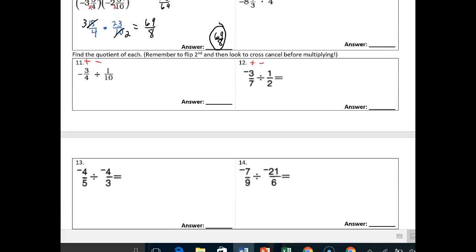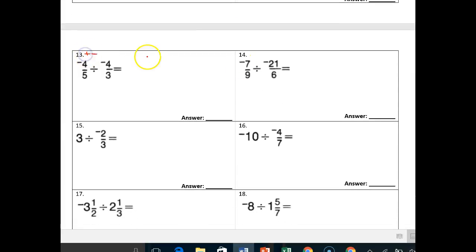Right? Number 11, find the quotient of each. Remember to flip the second fraction, then look to cross cancel before multiplying. So you got to flip first. Must flip before cross canceling. So first of all, this answer will be negative, so put a negative in your answer right away. So 3/4 now times 10 over 1. Let's look to cross cancel. 4 and 10, we can divide them both by 2. So 3 times 5 is 15 over 2. So negative 15 over 2. That's your answer.